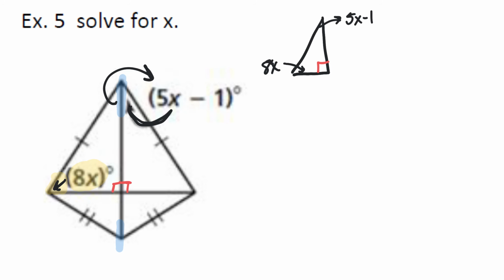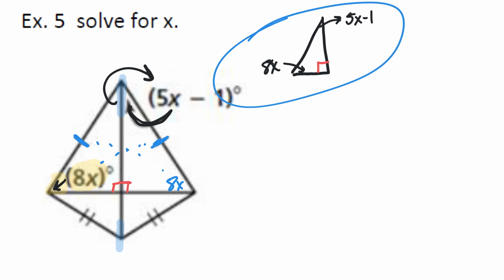What we also could have done, and what I'm going to go with on this one is, well, remember, if this side is equal to this side, their opposite angles are equal to each other. So if that's 8x, that is also 8x. So I've got my triangle drawn up here. We'll just go with this one.